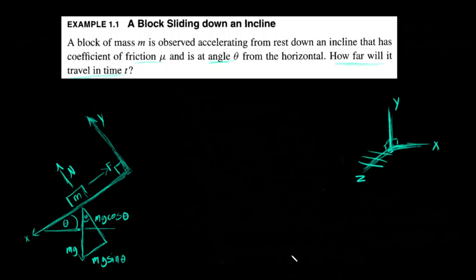Okay, so we have this inclined plane problem where there's a block of mass m that is observed accelerating down from rest, down an incline. The incline has friction, and it's at an angle theta from the horizontal. So how far is it going to travel in time t?